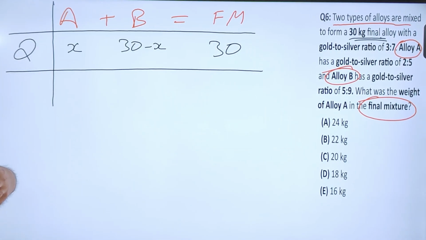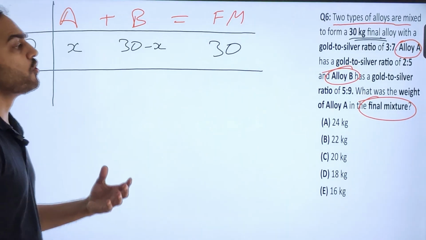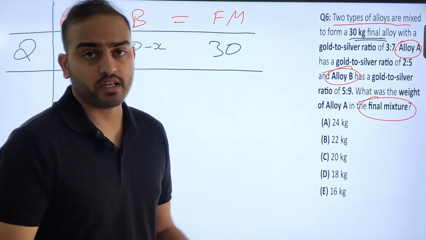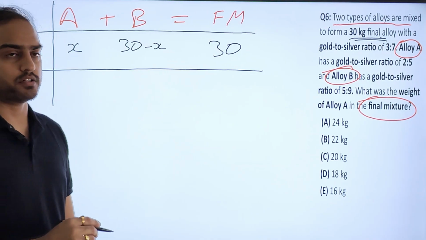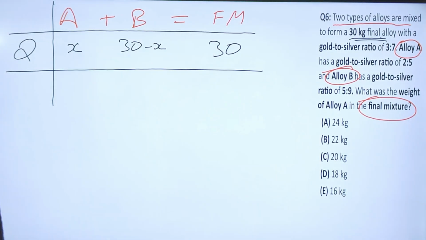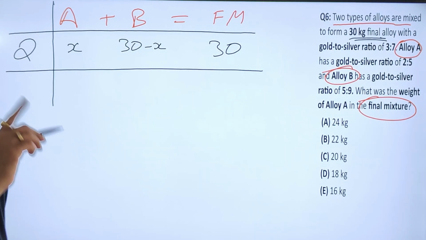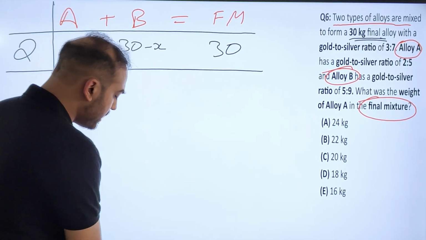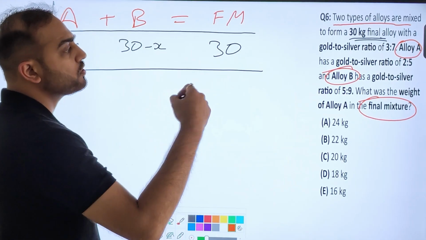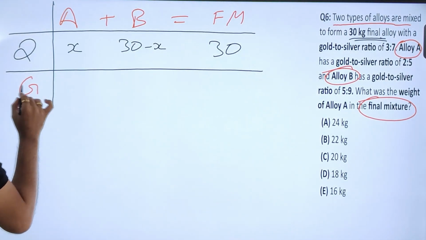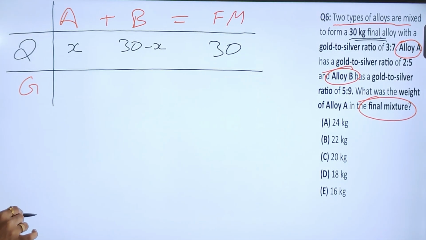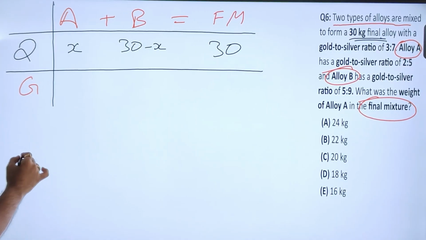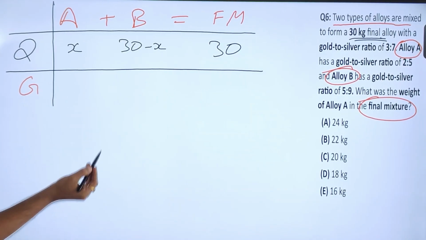Now it is on us. What do we want to make the equation for? As I said, pick a factor. Do you want to make the equation for gold or silver? You pick one. You don't have to make the equation for both. Let's say, for example, we make the equation for gold. I'm picking concentration of gold, or proportion of gold.